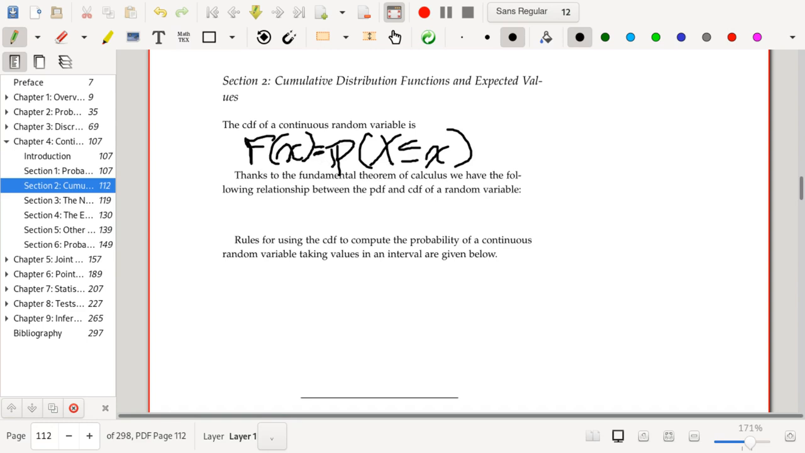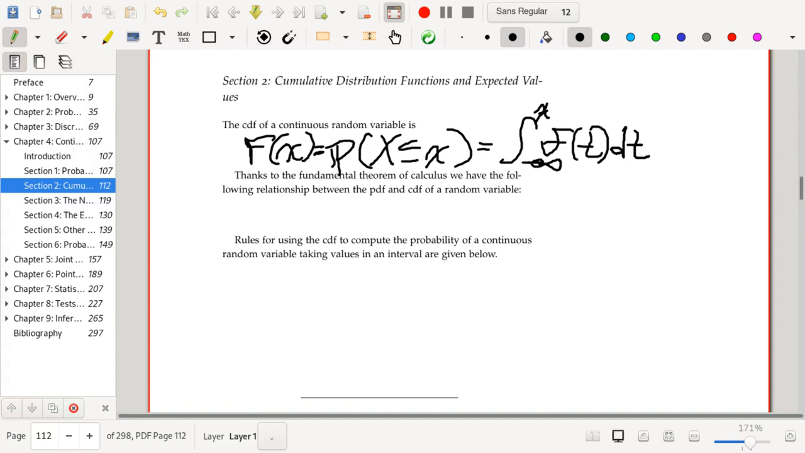Well, probabilities for continuous random variables are integrals. So this is going to be the integral from, well, let's see, what's the lower end point? That's going to be negative infinity. So you go from negative infinity up to x, and we are integrating the PDF, which is f. We'll integrate this with respect to t.